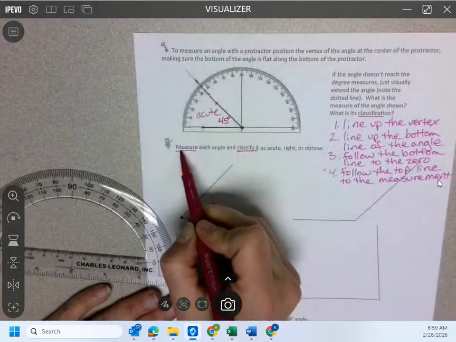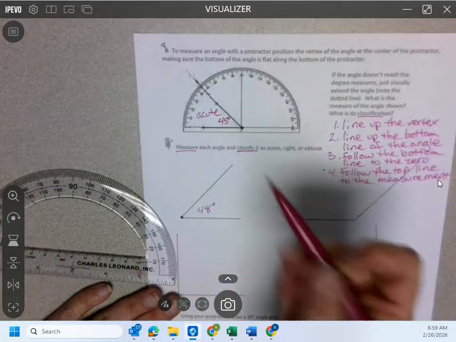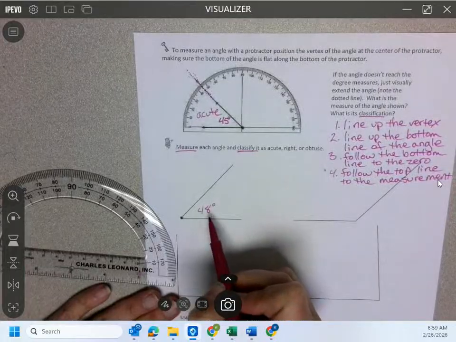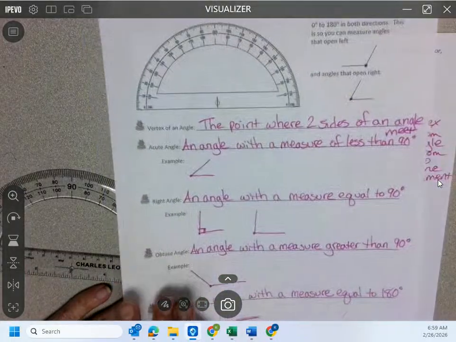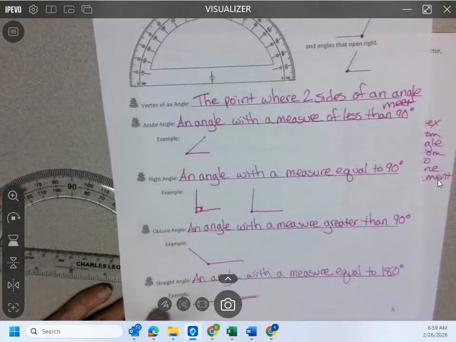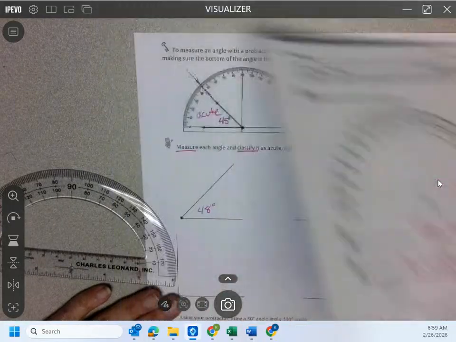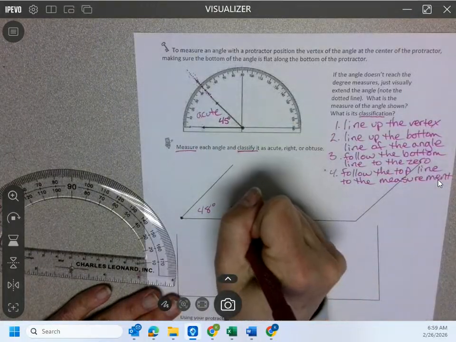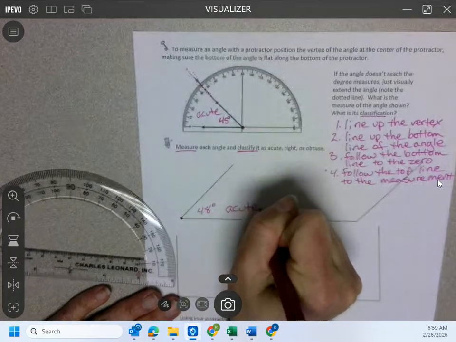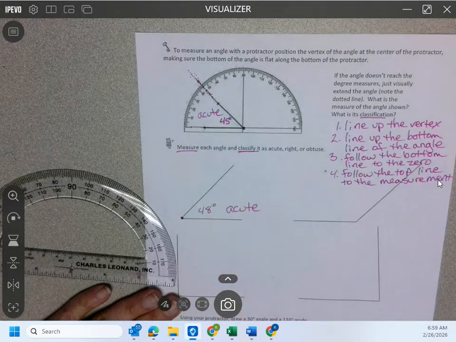So that was my first step, was measuring it. Now I have to classify it. If it's 48 degrees, look at my angle definitions. 48 degrees is less than 90 degrees. So it is acute. So you must have the angle measurement and the classification.